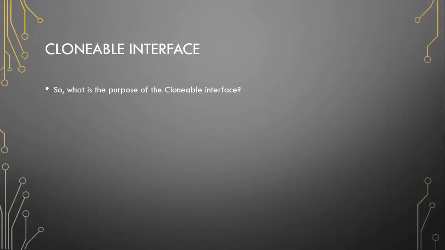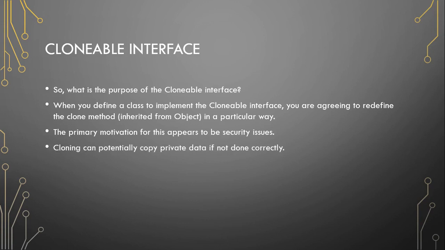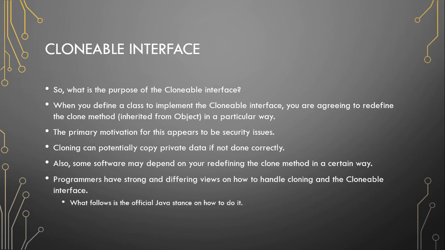So what then is the purpose of the clonable interface? When you define a class to implement the clonable interface, you're going to redefine the clone method, inherited from object, in a particular way. The primary motivation for this appears to be security issues. Cloning can potentially copy private data if not done correctly. Also, some software may depend on your redefining the clone method in a certain way. Now, programmers tend to have strong and differing views on how to handle cloning and the clonable interface. So what we're going to look at today in the notes is pretty much the official Java stance on how to do it.